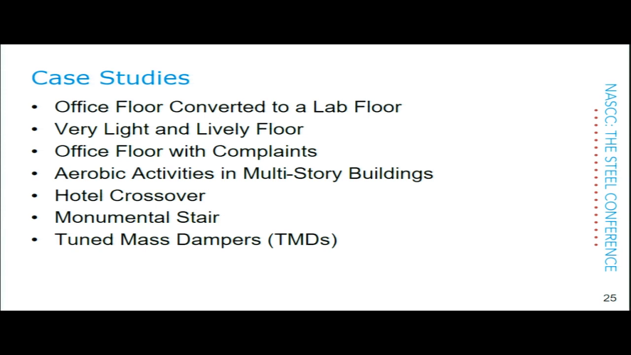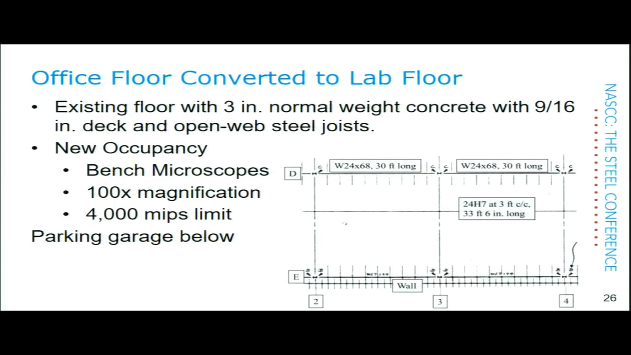Okay, now let's jump into 7 case studies that's going to round out our presentation. I'll just read these really quickly. We have an office floor that's converted to a lab floor, so the tolerance limits are more stringent. We have a very light and lively floor. We have an office floor, just a plain office floor with complaints. We have one multi-story building that has aerobics activities on various floors that cause a fairly interesting problem. We have a hotel crossover, like a pedestrian bridge-like thing that had some interesting issues as well. My personal favorite case study of all time is our monumental stair that Dr. Murray will tell you about near the end. And finally, we have a short discussion of tuned mass dampers.